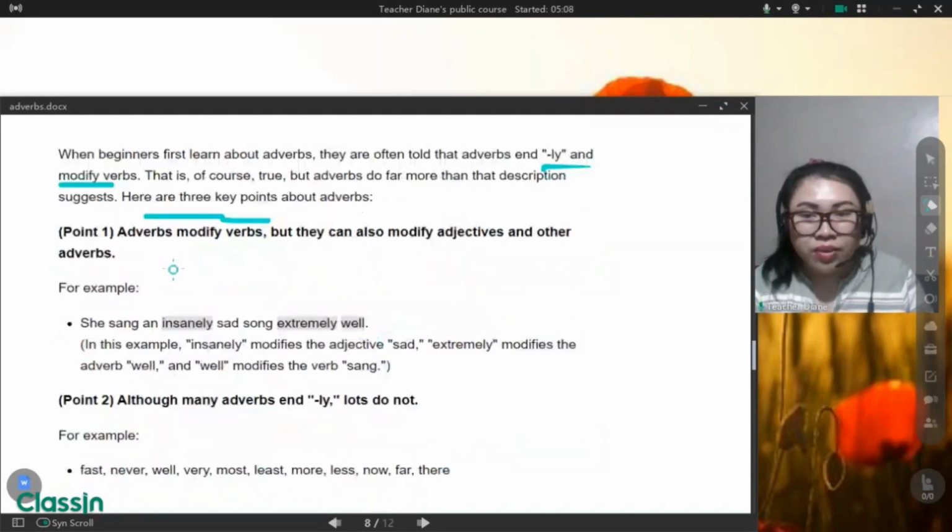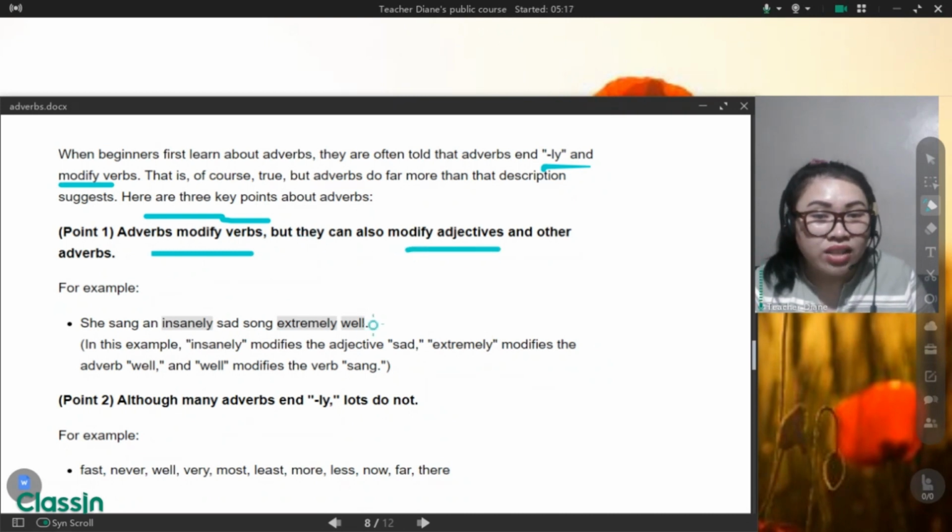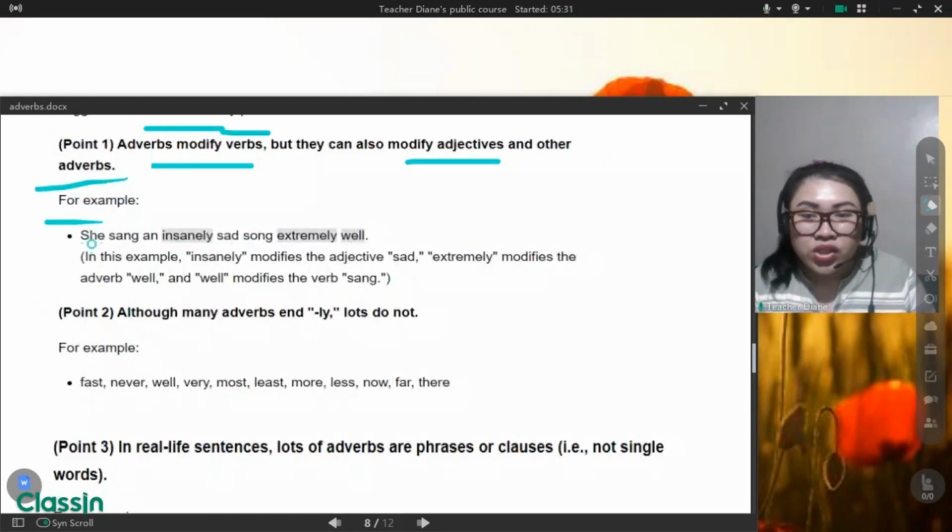Point number one: adverbs modify verbs, but they can also modify adjectives and other adverbs. So that's the work of an adverb. Modify verbs, modify an adjective and another adverb. For example, here: she sang an insanely sad song extremely well. The words in bold are adverbs.